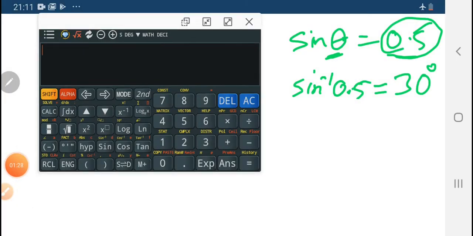So we're going to press the shift button and then sin. So can you see it's inverse sine? And then we're going to type in the 0.5, close bracket, and can you see it's already saying it's 30.